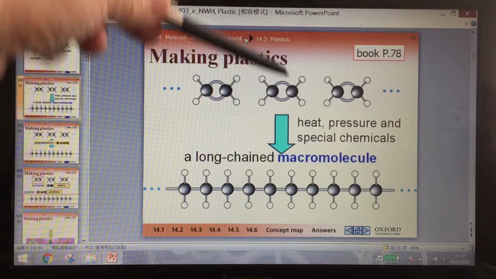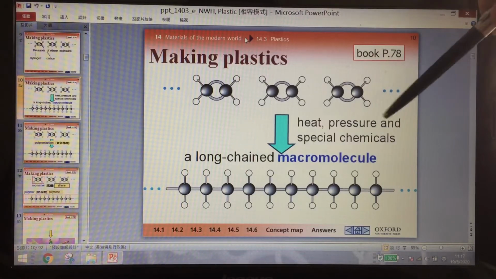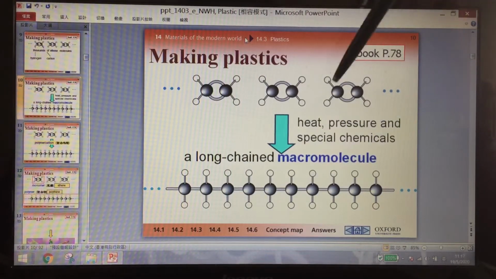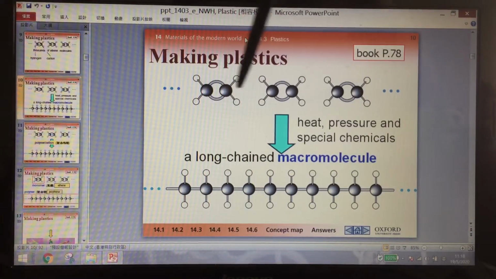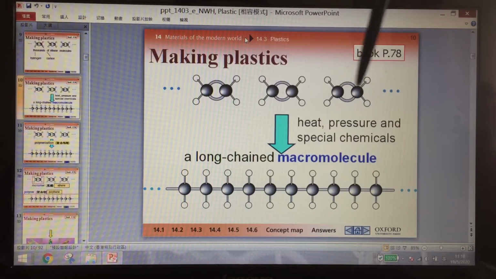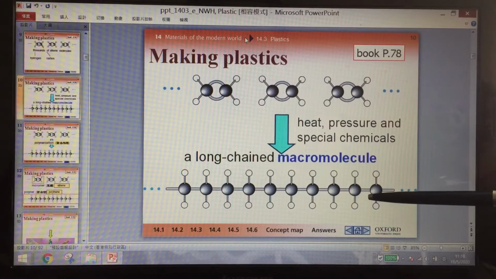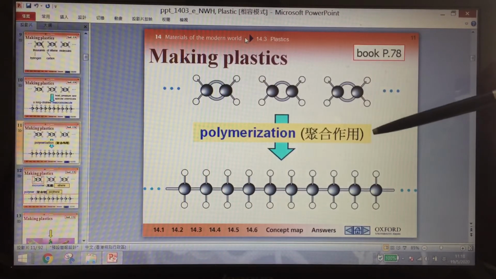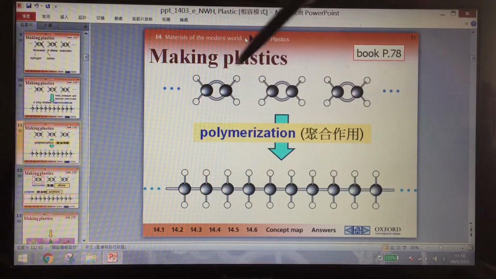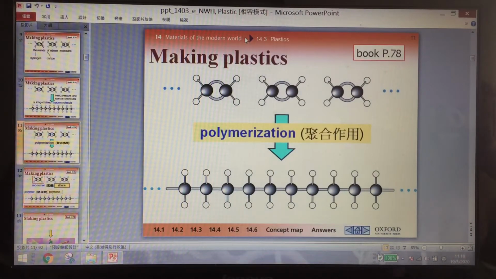And then we heat them, give pressure, and add some special chemicals. And then the very small molecules will join together. They will join together and join together, and then become a long chain macromolecule. And this process, this reaction, we call polymerization. From small molecules become very large molecules.